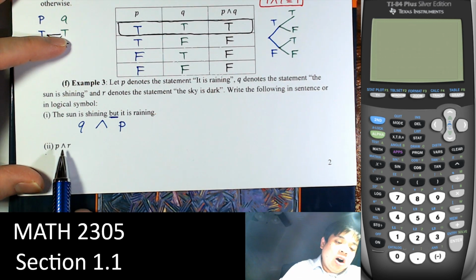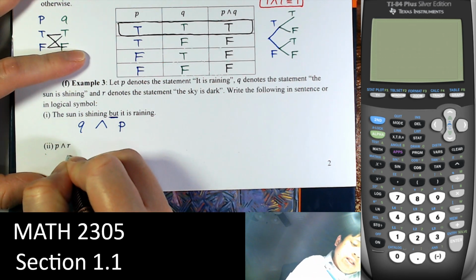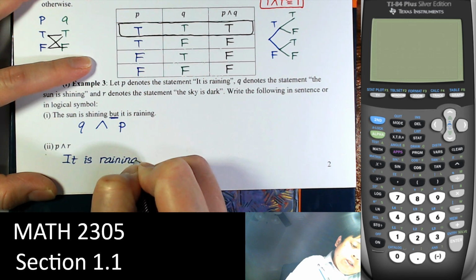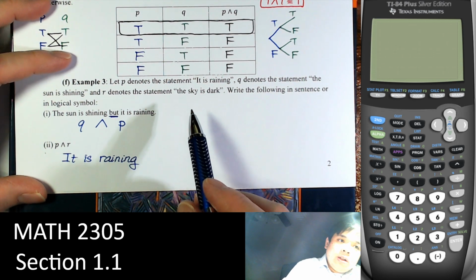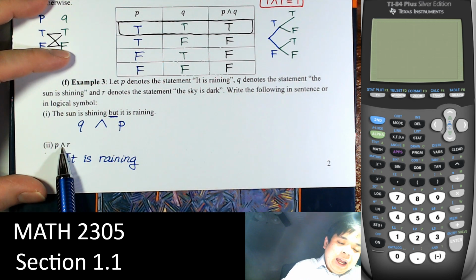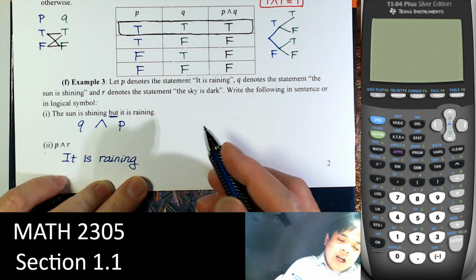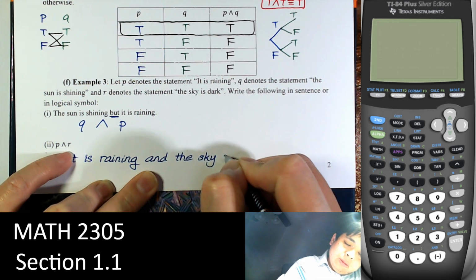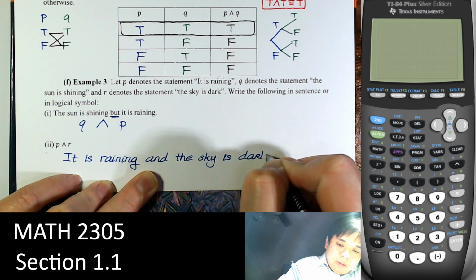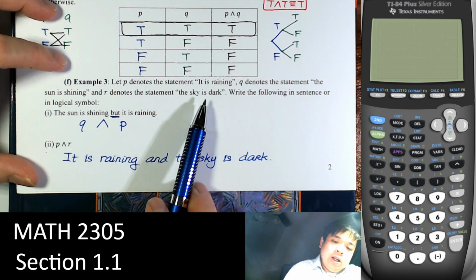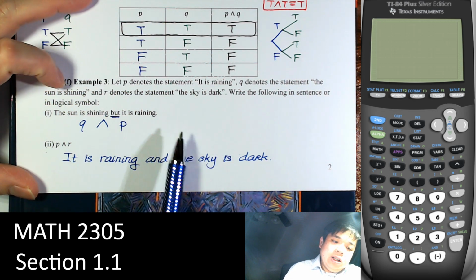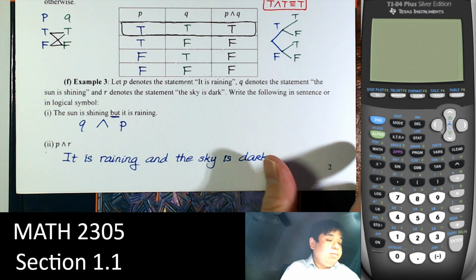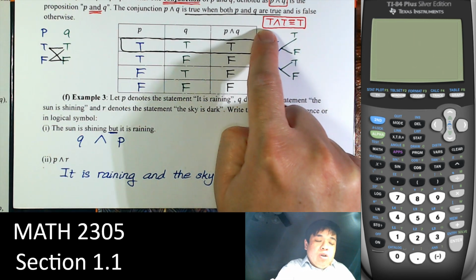P and R. P is it is raining, and the sky is dark, which is R. Right, so that is a conjunction. A conjunction is true when both are true.